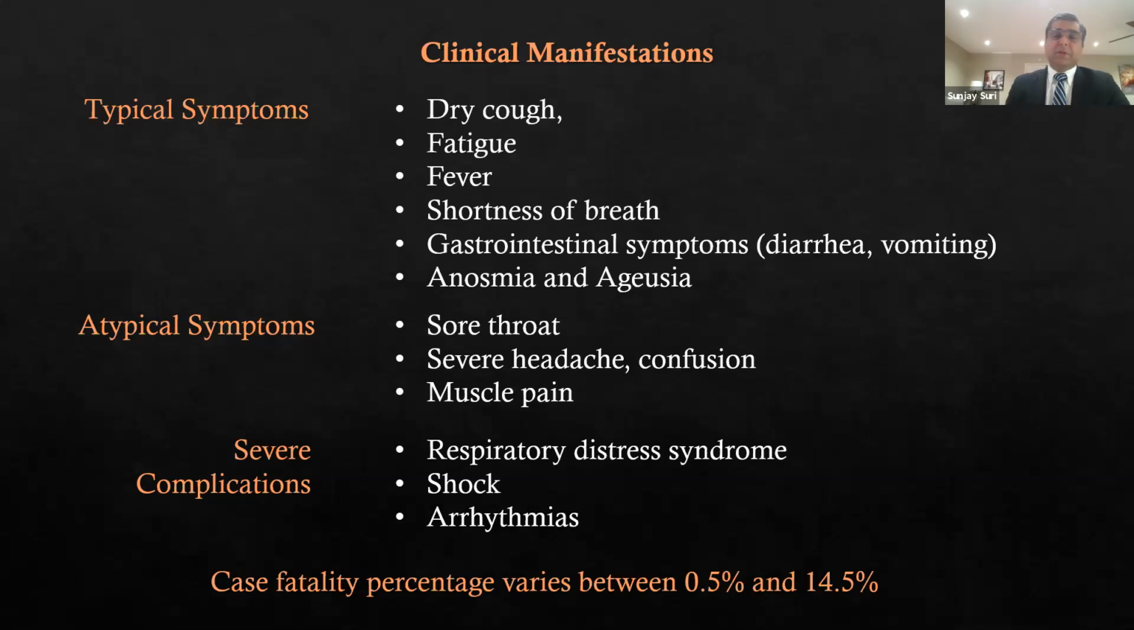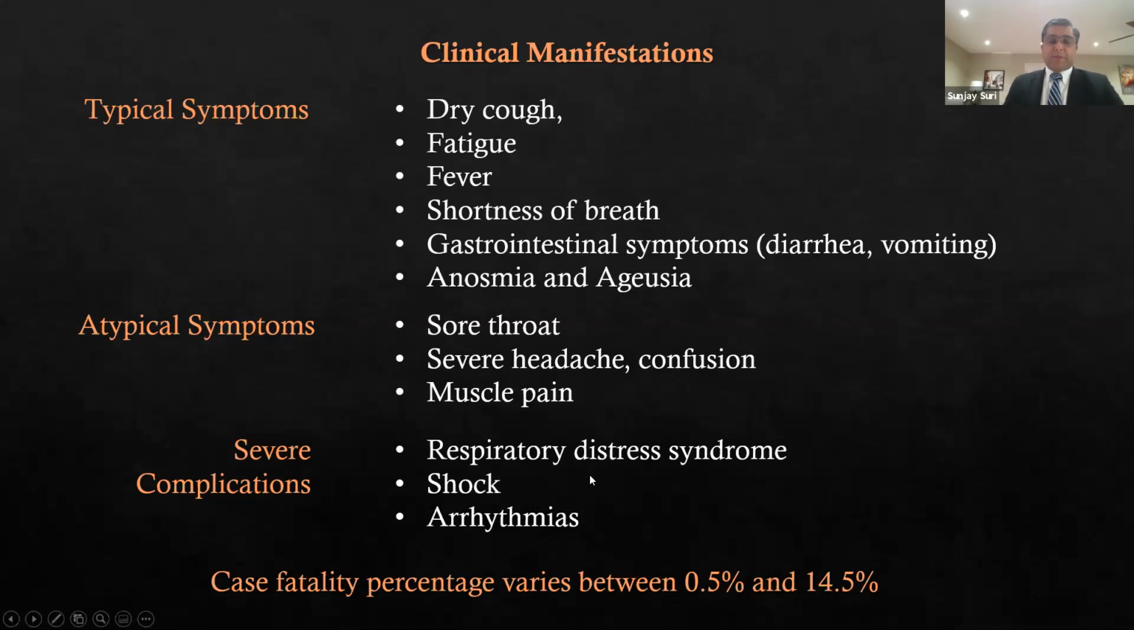And these are sometimes seen in early presentations of the virus, and now there's a lot of effort to see if these could be predictors of the virus, especially for the ones that present with milder disease. Atypical symptoms are sore throat, severe headache, confusion, and muscle pain. And severe complications are respiratory distress syndrome, shock, and arrhythmias.